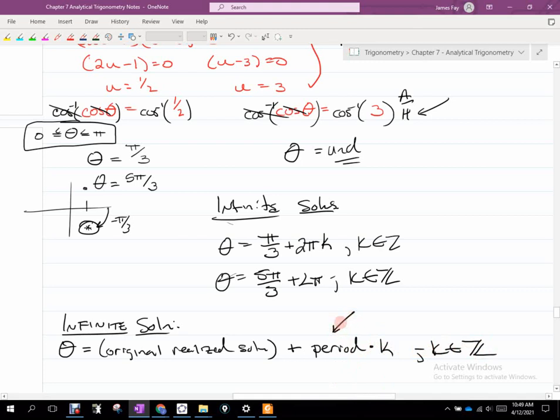Now the period, remember, for sine, cosine, secant, cosecant is 2 pi, and for the tangent, cotangent, it is just pi, right? But that is the general format for finding your list of infinite solutions.